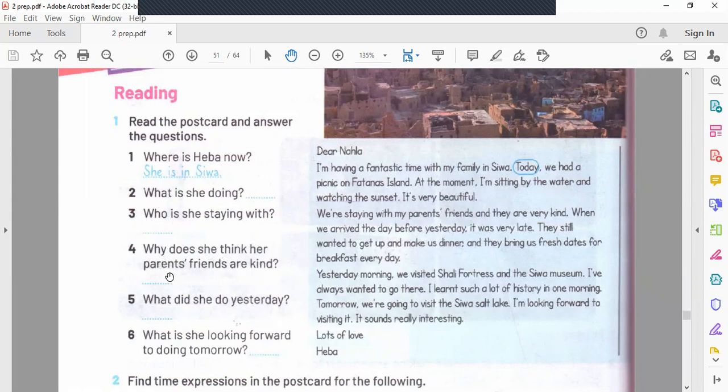Why does she think her parents' friends are kind? Of course, because they made them dinner when they arrived late last night, and they give them fresh dates for breakfast every day. What did she do yesterday? She visited Shali Fortress yesterday. And what is she looking forward to doing tomorrow? She says she's looking forward to visiting Siwa Salt Lake.